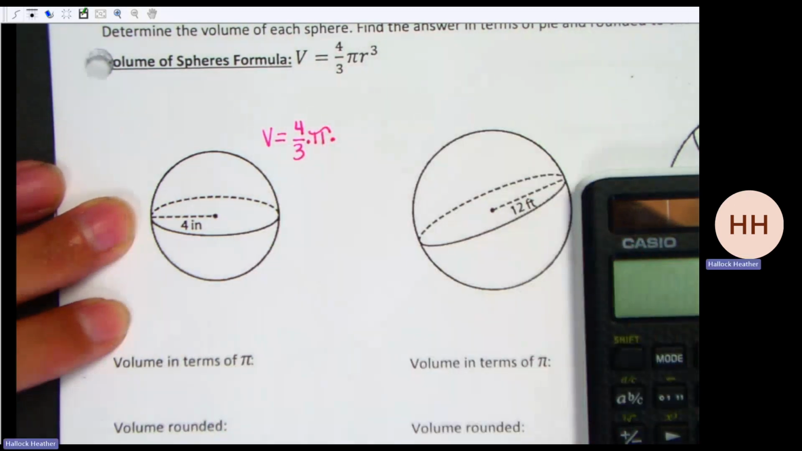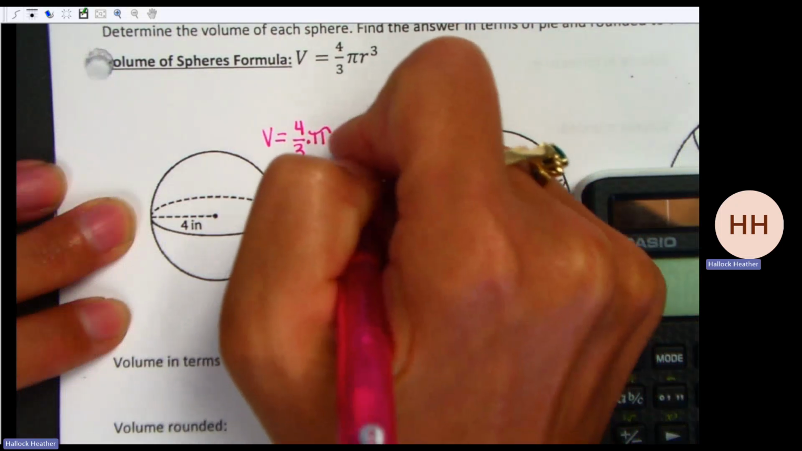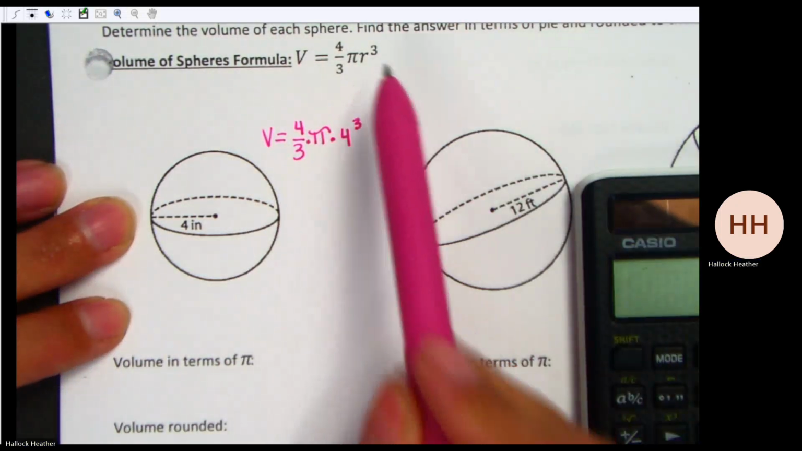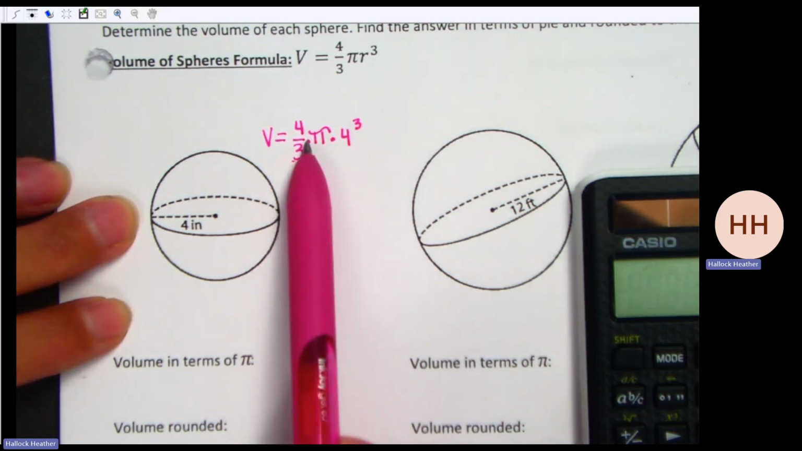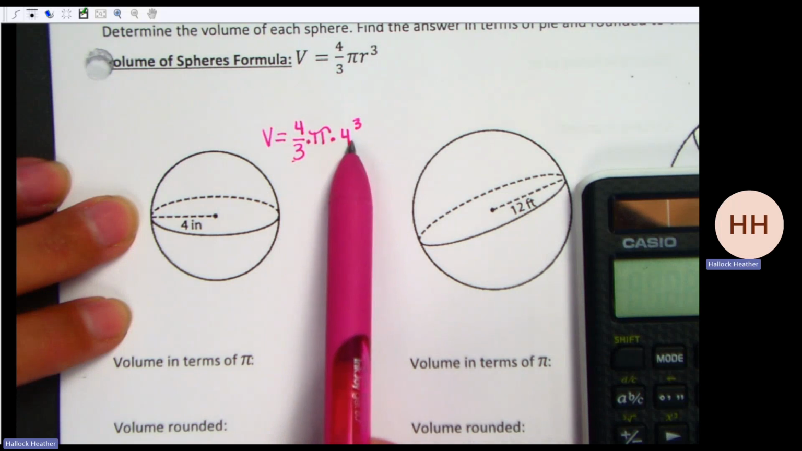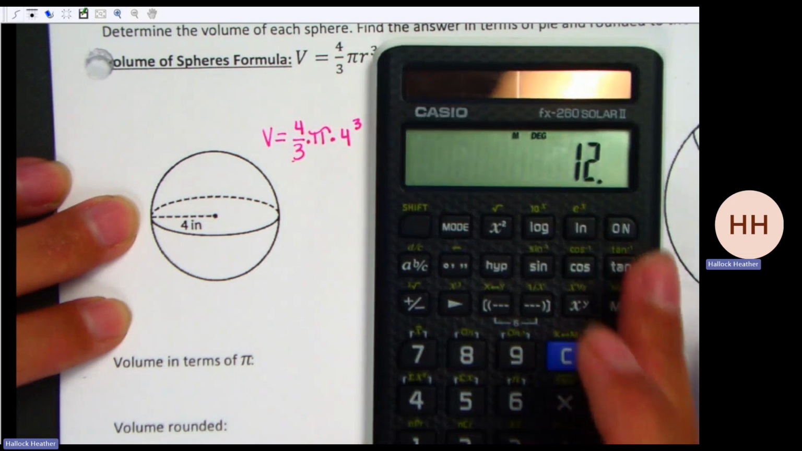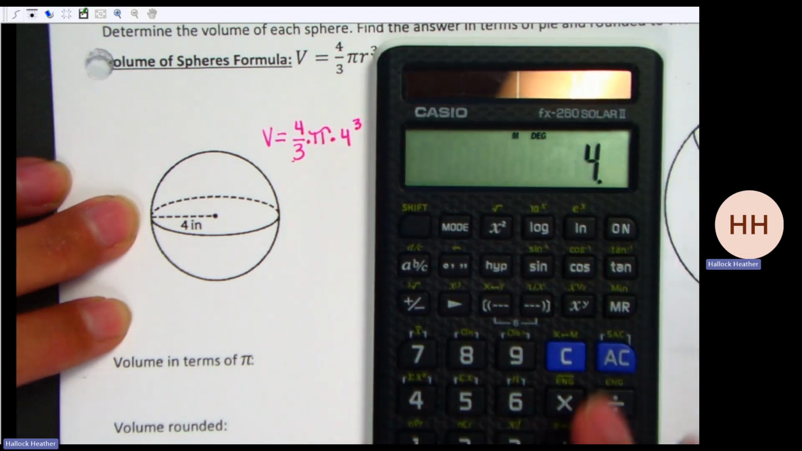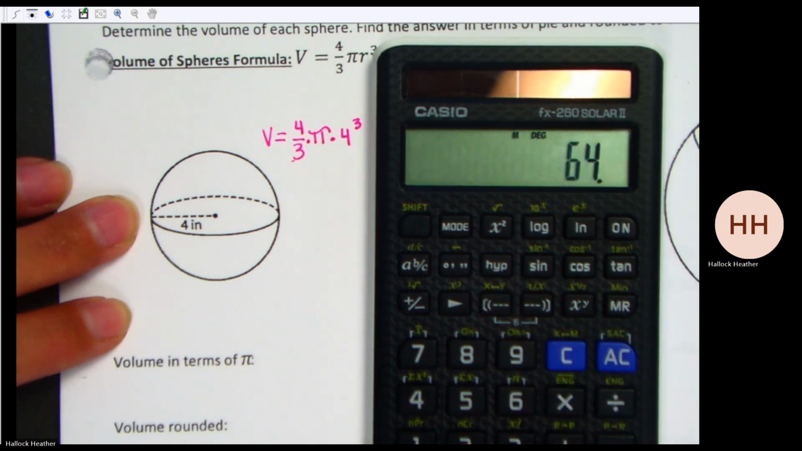4/3 times pi times r. What is my radius for this first question? 4. So I'm doing 4 to the 3rd power because that's in the formula. So when I'm simplifying this first, I have 4/3 times pi and then times 4 cubed. So I'm going to do 4 cubed. In the calculator, you need to know where your power button is. I have 4 to the power, which is xy, of 3, which is 64. So I'm going to simplify that.